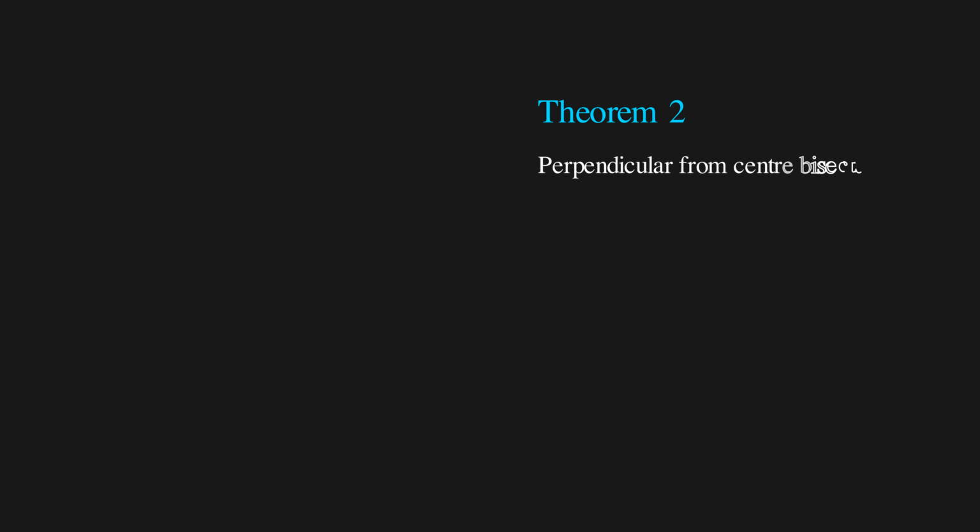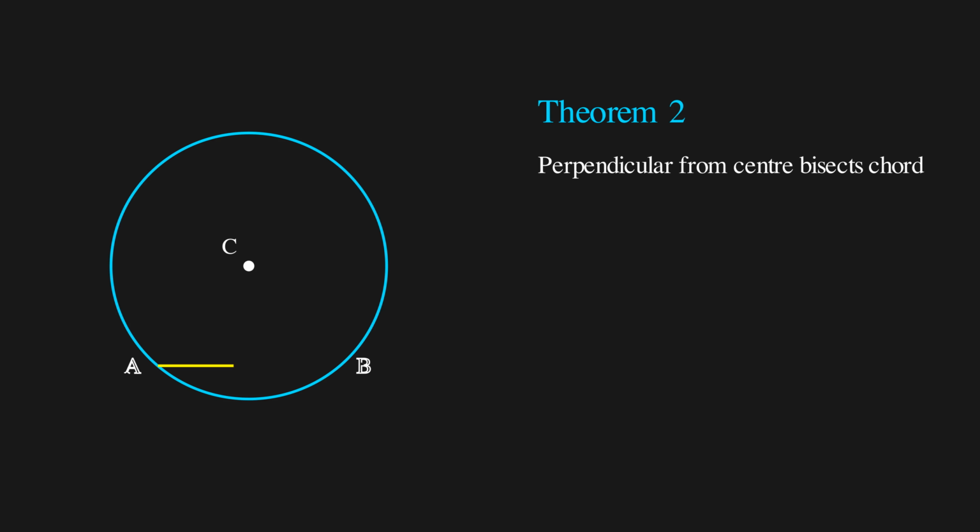Theorem 2 states that the perpendicular drawn from the center of a circle to a chord bisects the chord. Let's prove this. We start with a chord AB and a perpendicular line drawn from the center C down to point M. To prove that M is the midpoint, we draw radii CA and CB to form 2 right-angled triangles.